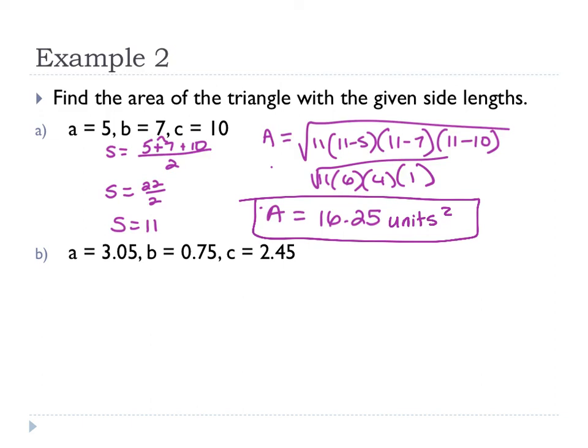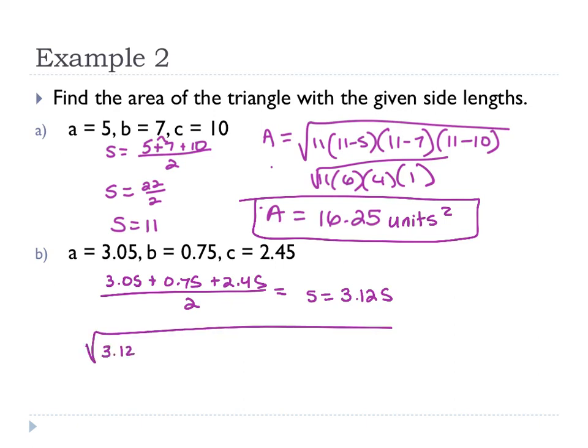Okay, last one. So I have to do 3.05 plus 0.75 plus 2.45 and divide it by 2. So 3.05, 0.75 plus 2.45, that's 6.25 divided by 2. And I get S equals 3.125. Are we going to round that? No. No. So I get the square root of 3.125 times 3.125 minus 3.05, 3.125 minus 0.75, 3.125 minus 2.45.